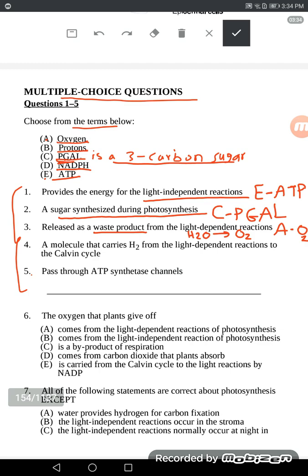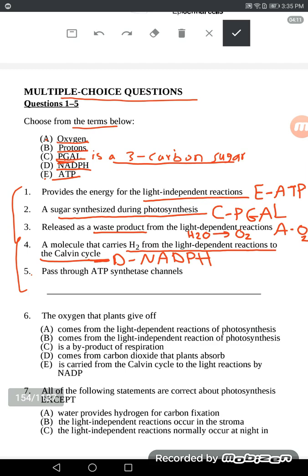Question 4: a molecule that carries hydrogen from the light dependent reaction to the Calvin cycle. Calvin cycle, also we can say light independent reaction. So which molecule carries hydrogen from the light dependent reaction? It is D, NADPH. It carries hydrogen from the light dependent reaction to the Calvin cycle.